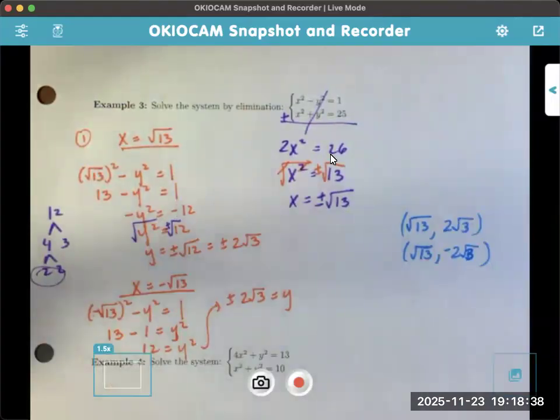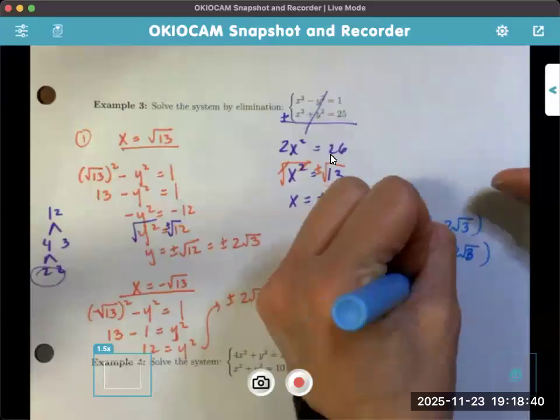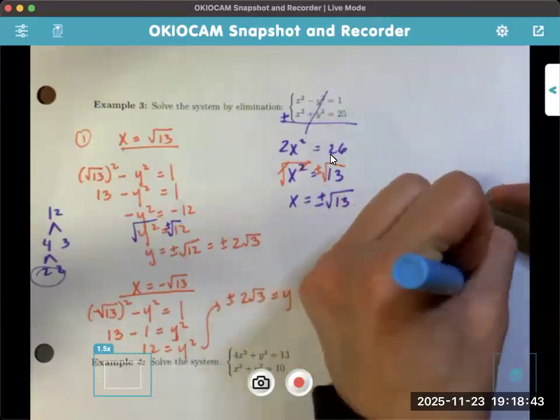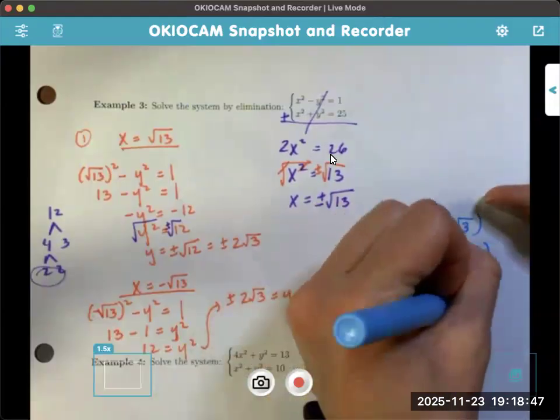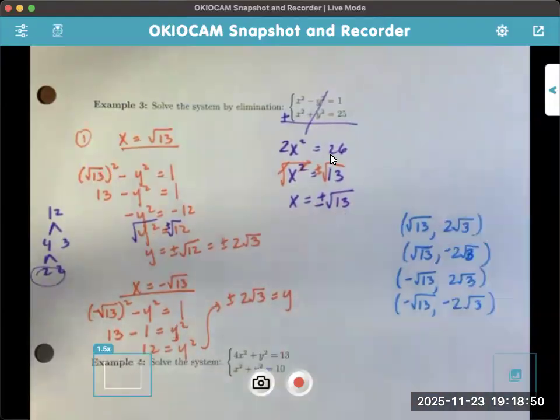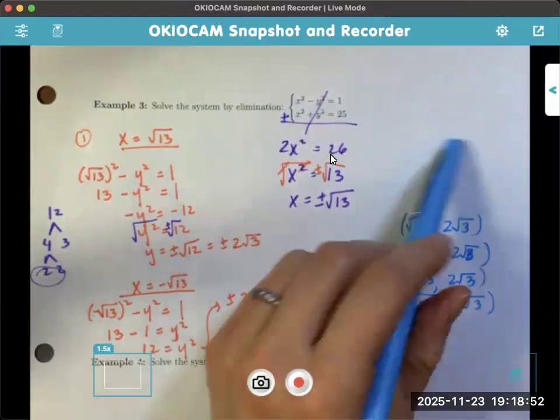So like I said, now we know that also we have the next two. Negative root 13 gives us positive 2 root 3, and negative root 13 gives us negative 2 root 3. So here we actually had 4 solutions.